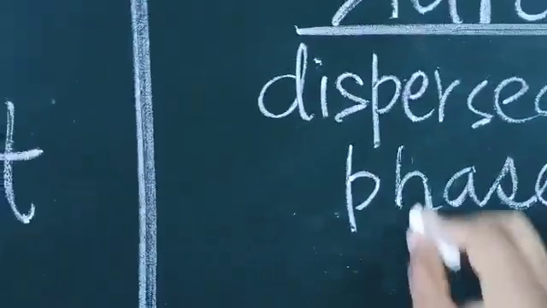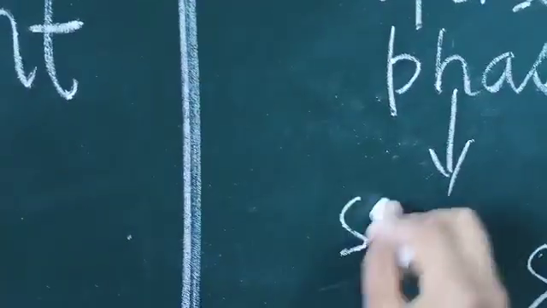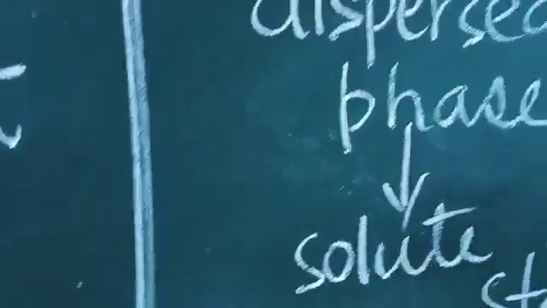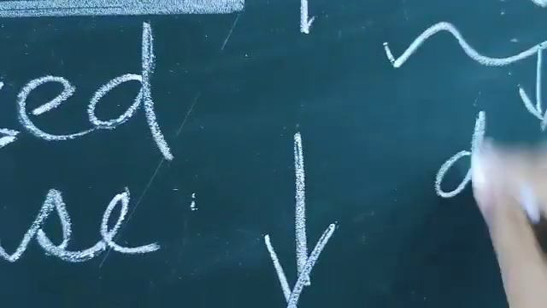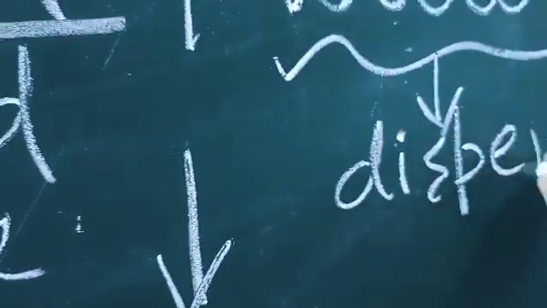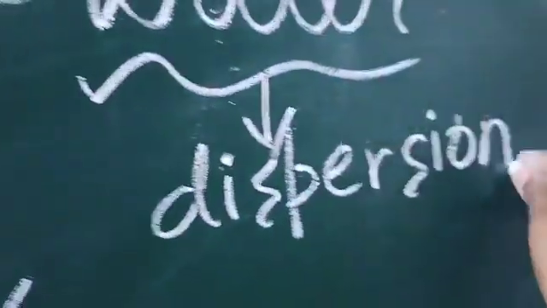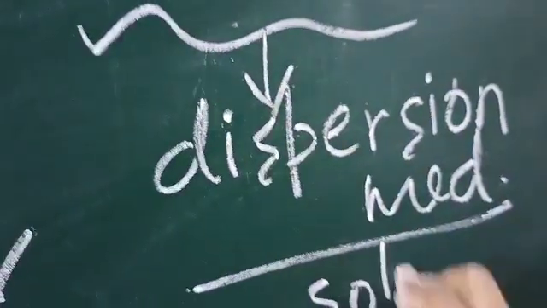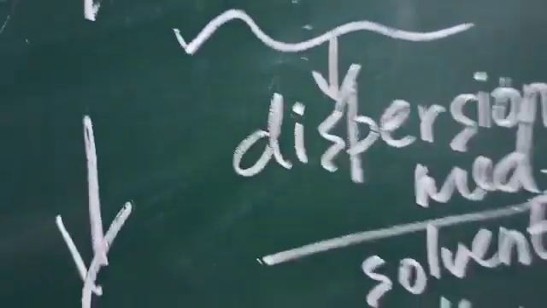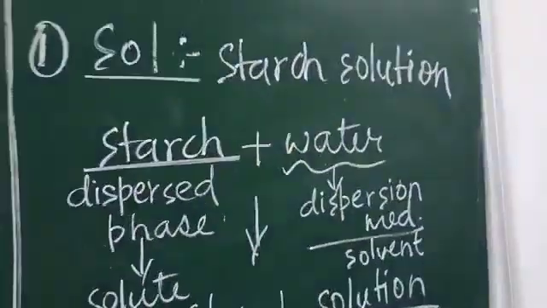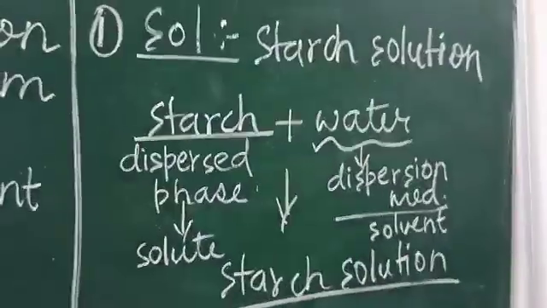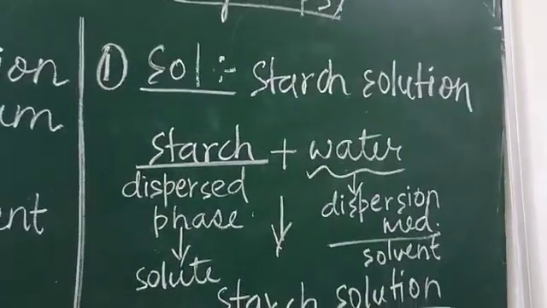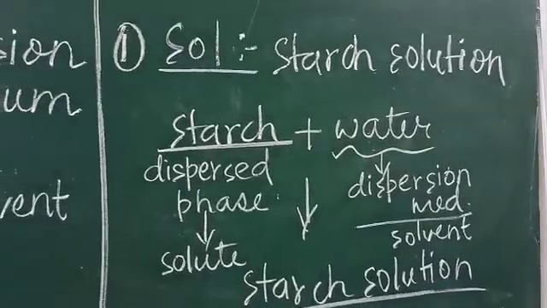And the dispersed phase is what? It acts as the solute. And water is the dispersion medium, and it acts as the solvent. So, a sol is a colloid in which tiny solid particles are dispersed in a liquid medium.